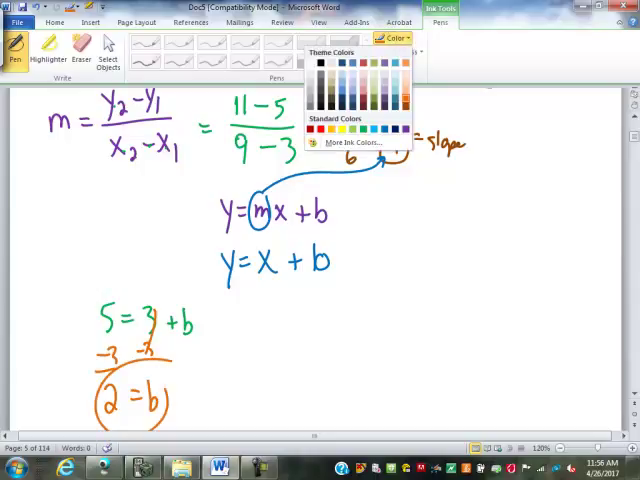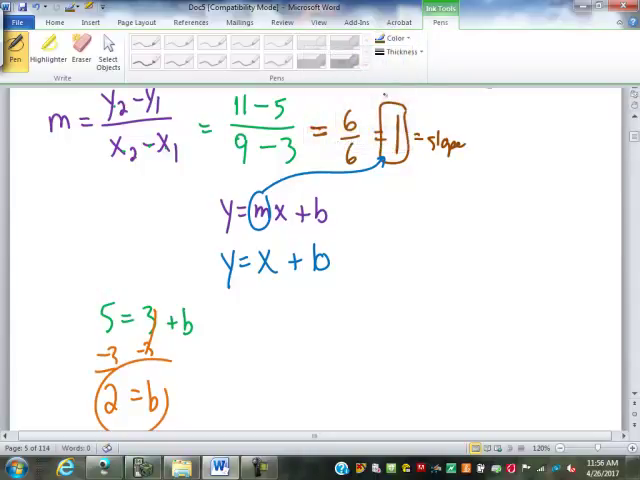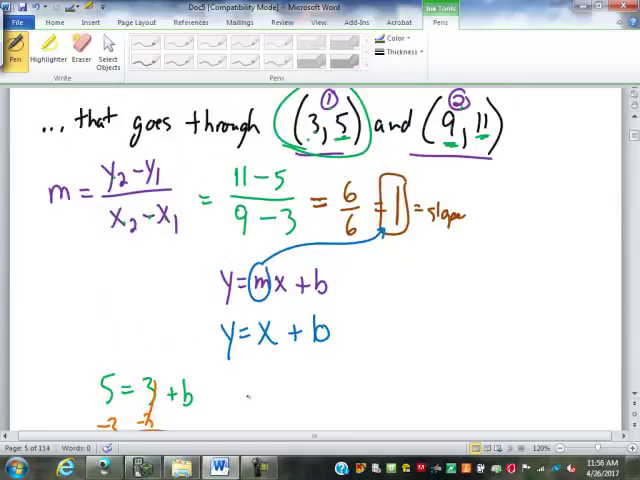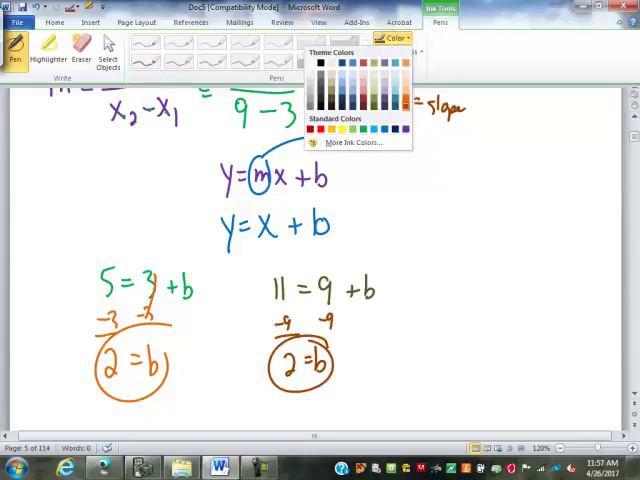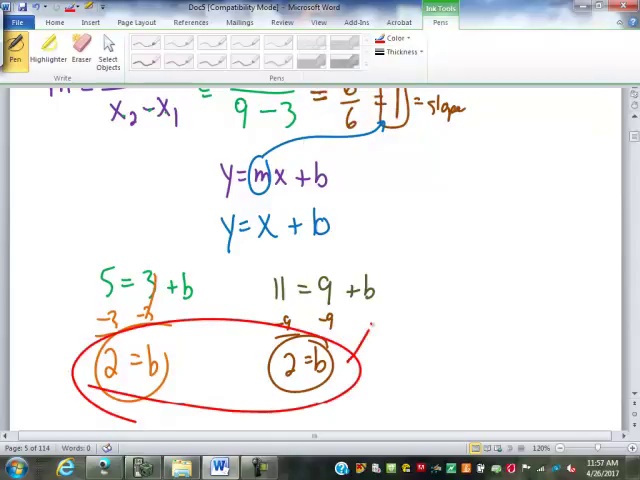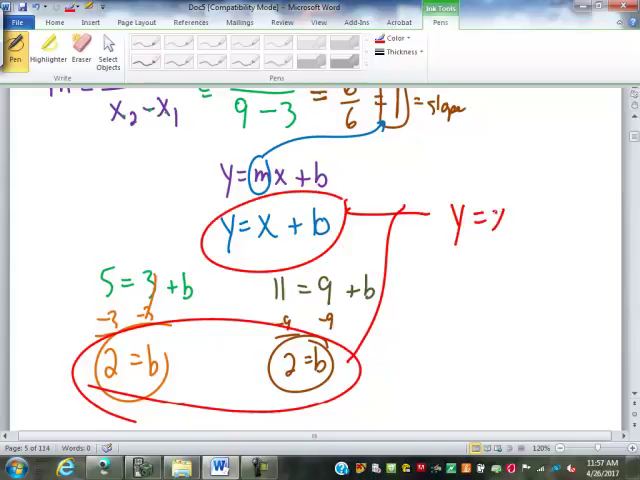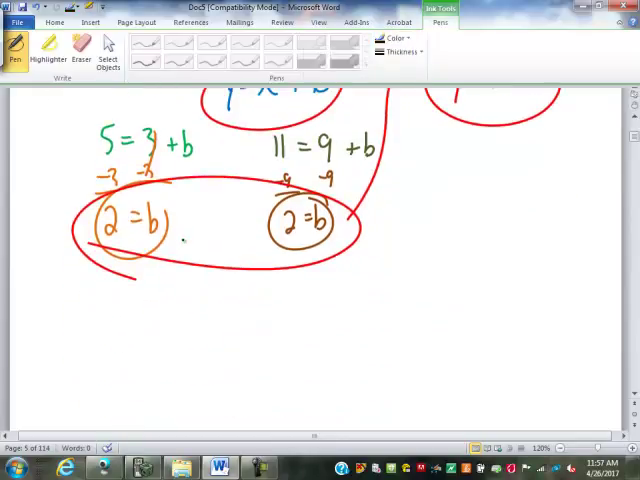If I had used the other point, the (9, 11), y would equal 11 when x is 9. Well, we solve that. We're going to subtract 9. Again, we get that 2 equals b. So either way, b has to be 2. So we combine that up here with this equation to get y equals x plus 2. So let's do another example or two of those.